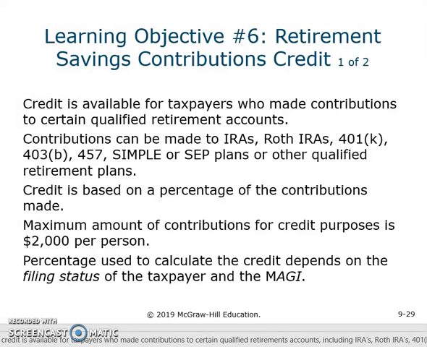The credit is based on a percentage of the contributions that are made, and the maximum amount of contributions for credit purposes is $2,000 per person. The percentage that is used to calculate the credit depends on the filing status of the taxpayer and their modified AGI.